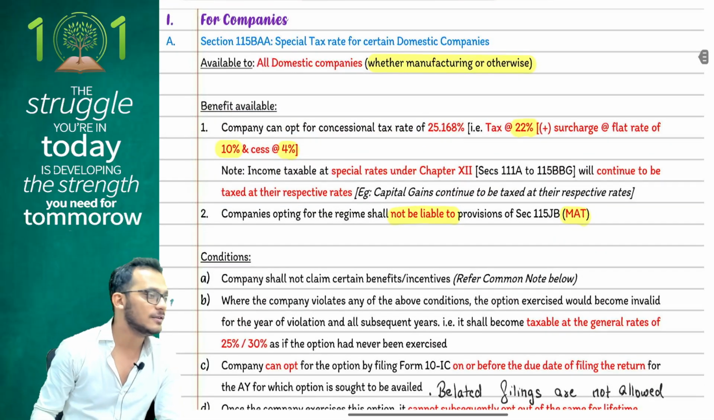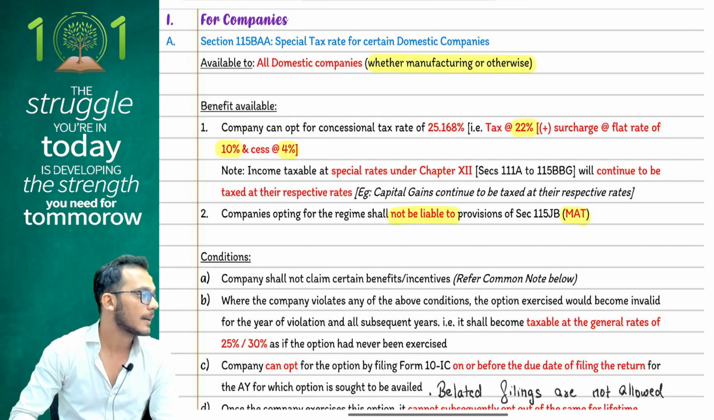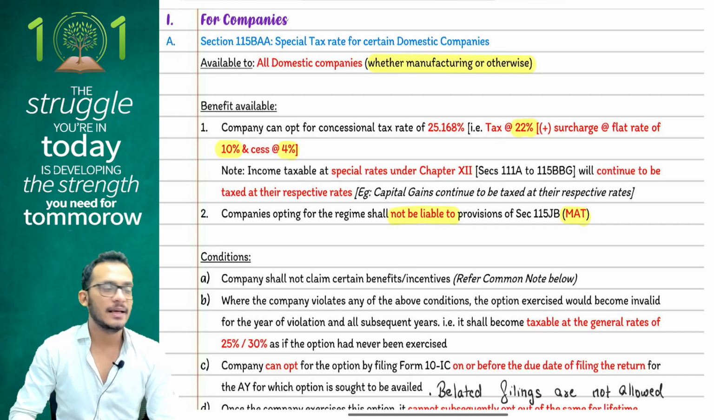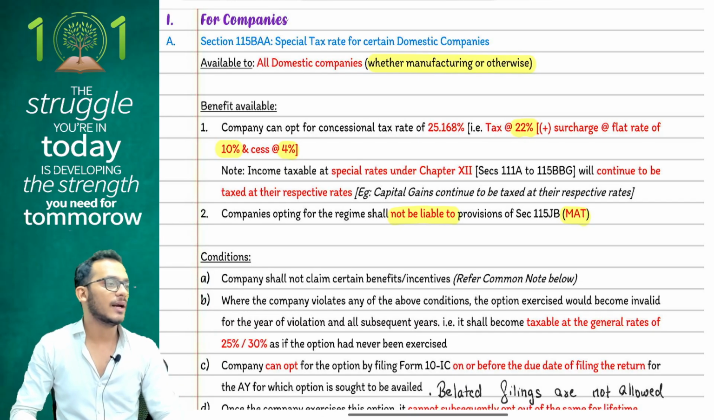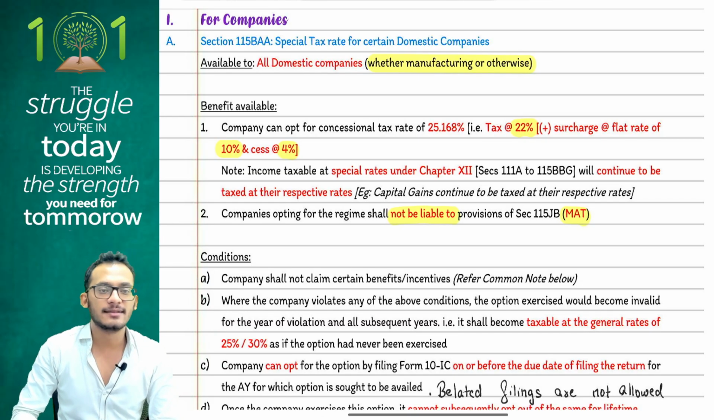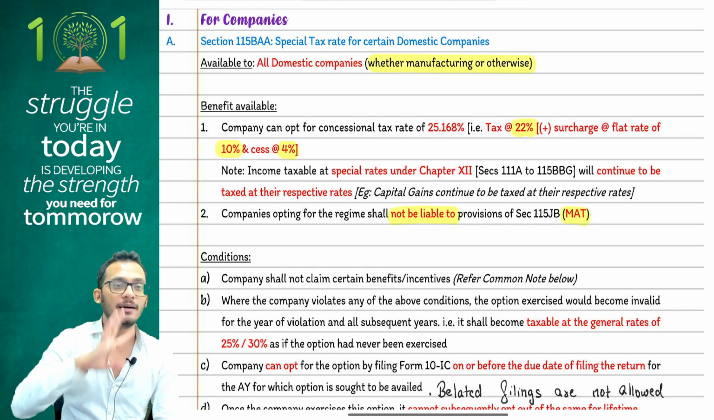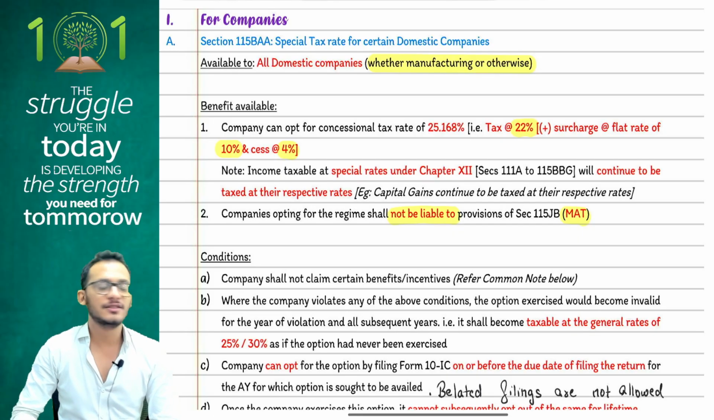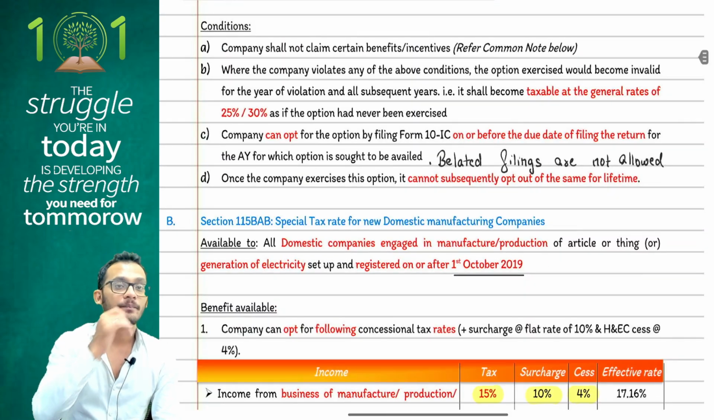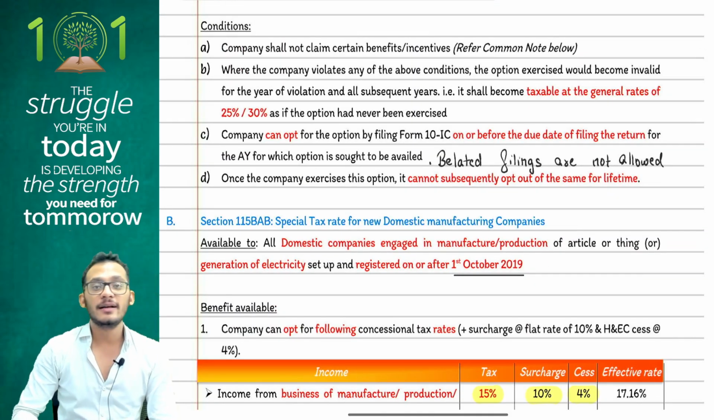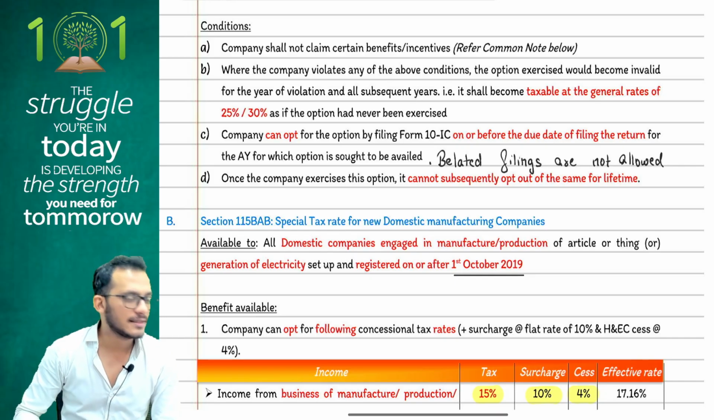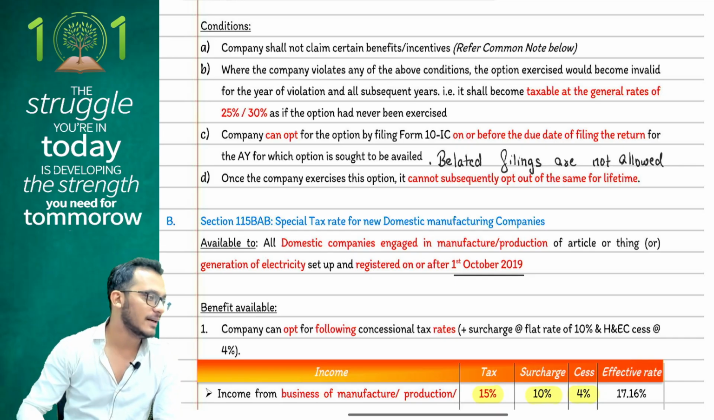In the special tax regime, we discussed that when it comes to companies, you can claim two regimes: one is 115BAA, the other 115BAB. 115BAA says any domestic company can go for a tax rate of 25.168 percent. 115BAB says any domestic manufacturing company which started after 2019 and started manufacturing before 2024 will be eligible at the rate of 17.16. That is 15 plus 10 plus 4, 17.16.